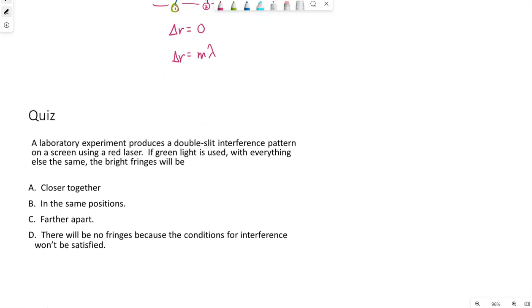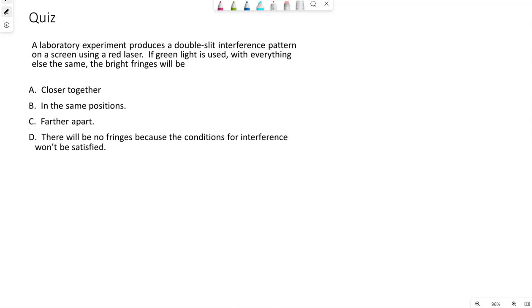Our next question. The correct answer here is A. If we think about the equation that describes where we would see the bright fringes relative to the center of the central max, y is equal to m lambda L over D. So in this case, we're only looking at changing the wavelength.